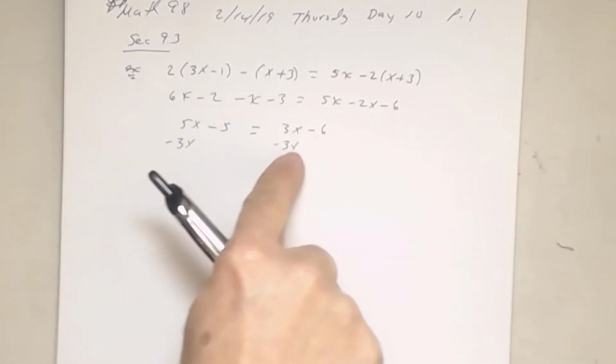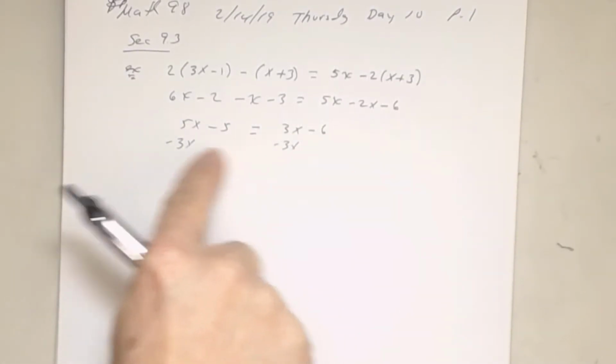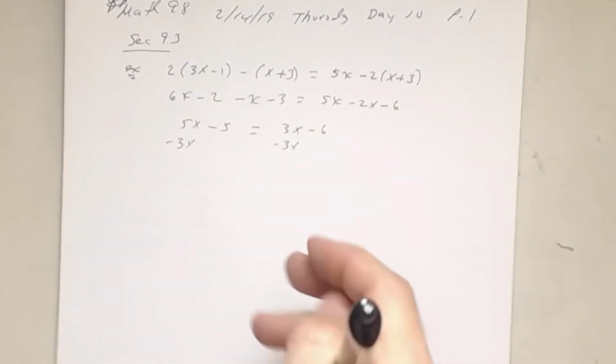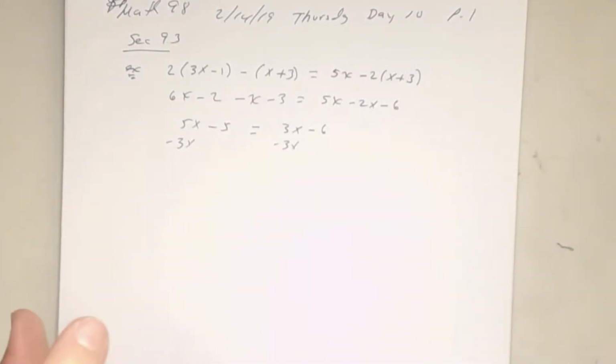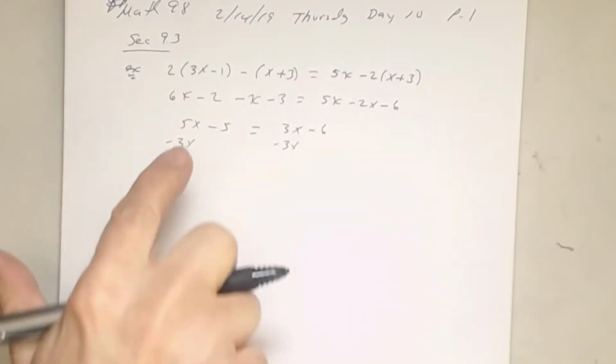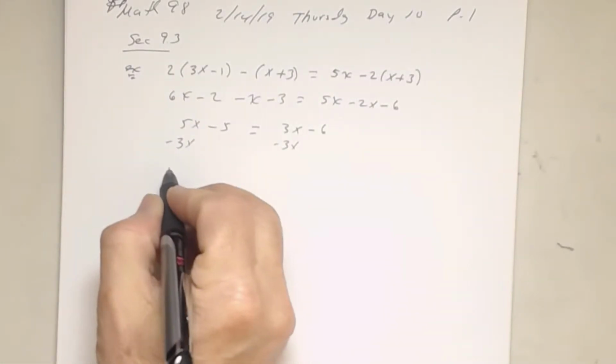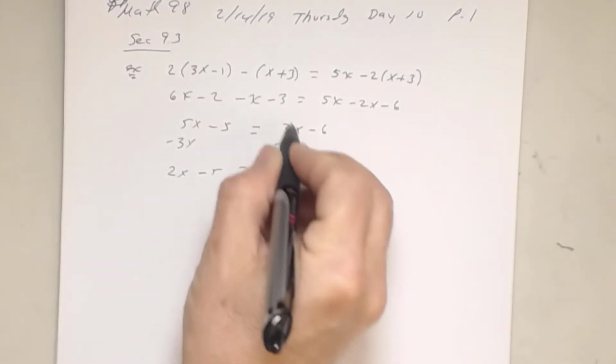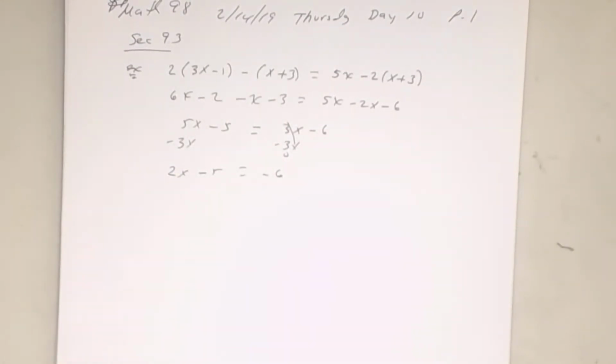Now, what property did I just use? Addition property of equality. So what I add to one side, I add to the other. What's the next thing I've got to do, though? Combine like terms. Yes. What's 5x minus 3x? 2x. So what will be the next thing you need to write right here? 2x minus 5. Very good. Equals negative 6. All right. A couple more steps and you're done.